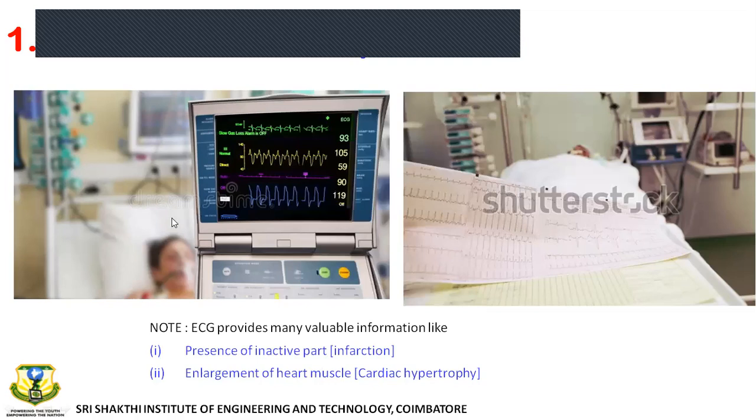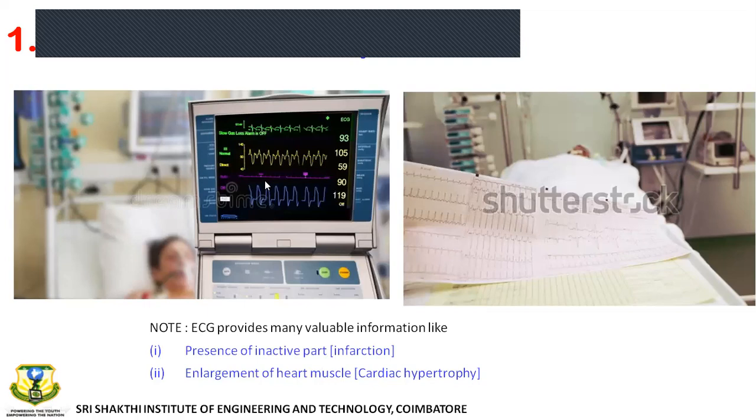This picture you would have seen in many movies. Whenever the hero or the heroine is in the ICU, there'll be an equipment like this that goes beep. From today you need to understand that that is an electrocardiograph, or an ECG machine. This electrocardiogram or electrocardiograph is used to analyze the function of the heart.